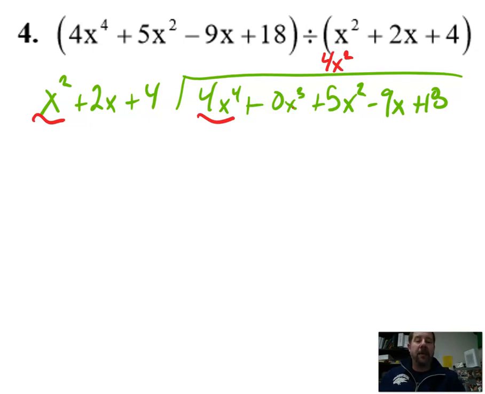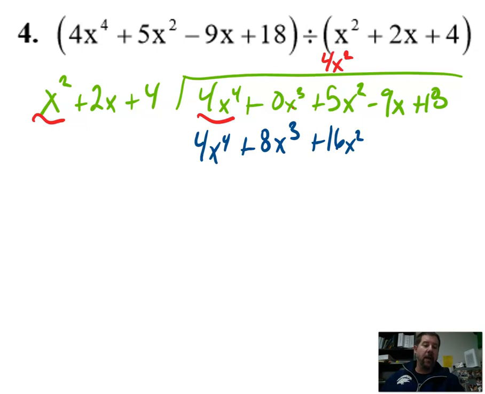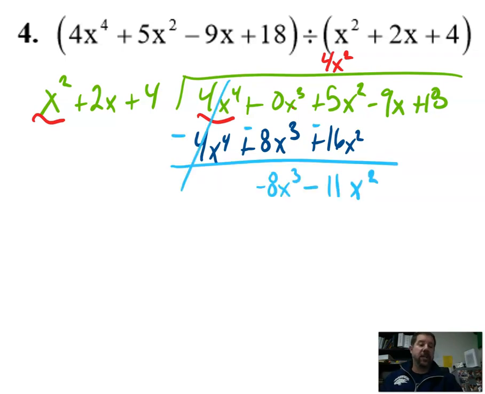Now I need to multiply by the front and subtract. When I multiplied, I got 4x to the fourth plus 8x cubed plus 16x squared, and now I needed to distribute my negative to subtract. When you subtract it, you should get negative 8x cubed minus 11x squared. And now I'm going to bring down the negative 9x and play this game all over again.